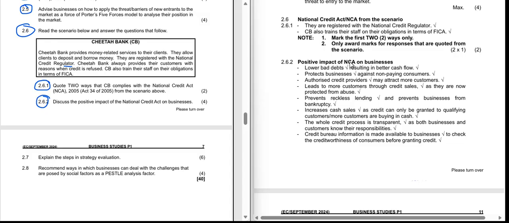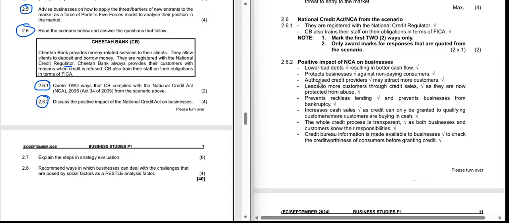So, for example, for a person who doesn't deserve to be given credit, the bank has the legal right to not give that person credit if they don't have the capacity to pay it back. So it's like a form of protection from bad debts, for example. Like here, lower bad debts resulting in better cash flow. You're not going to end up giving everyone money because you are allowed not to give people who do not deserve it or who do not have the capacity to pay it back.